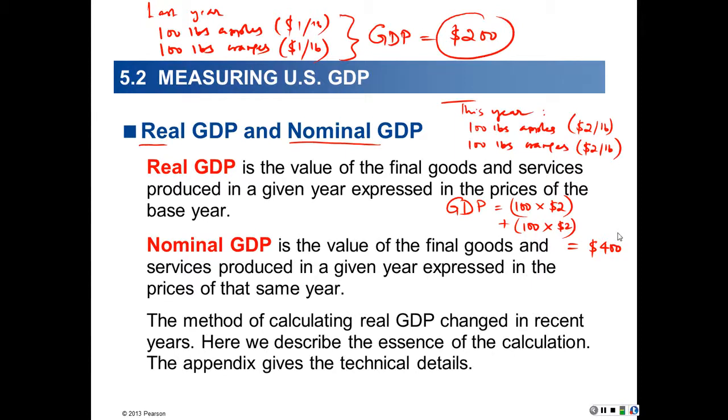We have $400 for GDP this year. Could we say that GDP has doubled between last year and this year? That's the question I'm asking. Could you say that Americans are now twice as well off on average as they were last year? Because remember, GDP is also the income of households. Is that correct? From our circular flow of income idea. Right? Can we say that Americans this year are twice as well off as they were last year? Could we say that? Any thoughts? GDP has doubled.